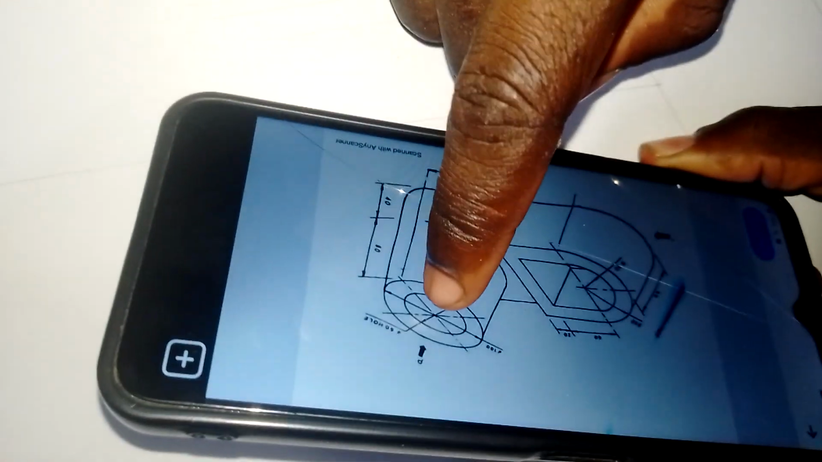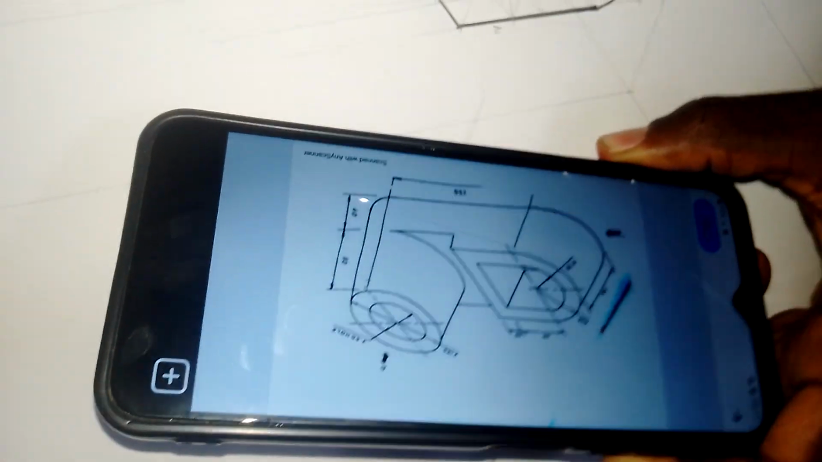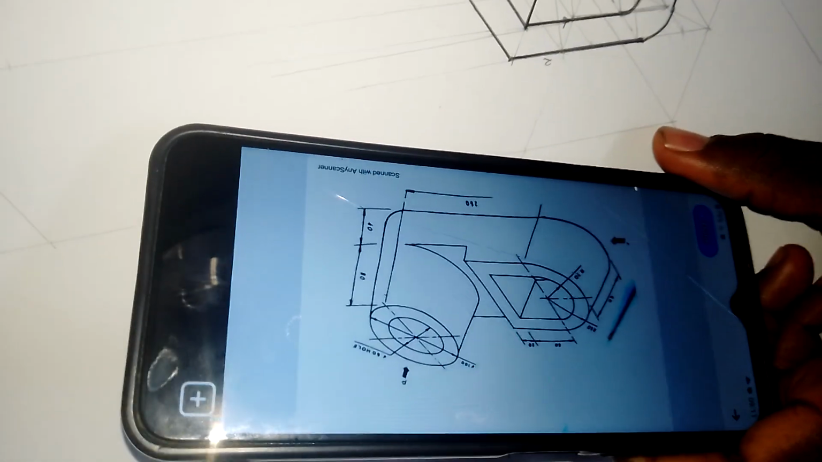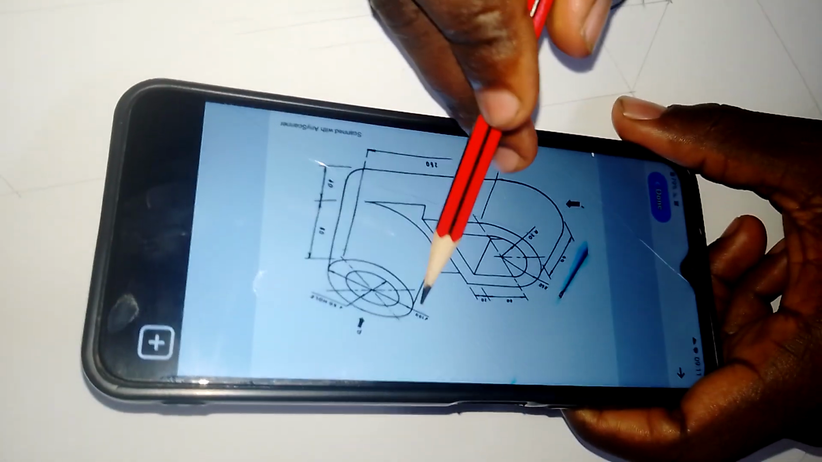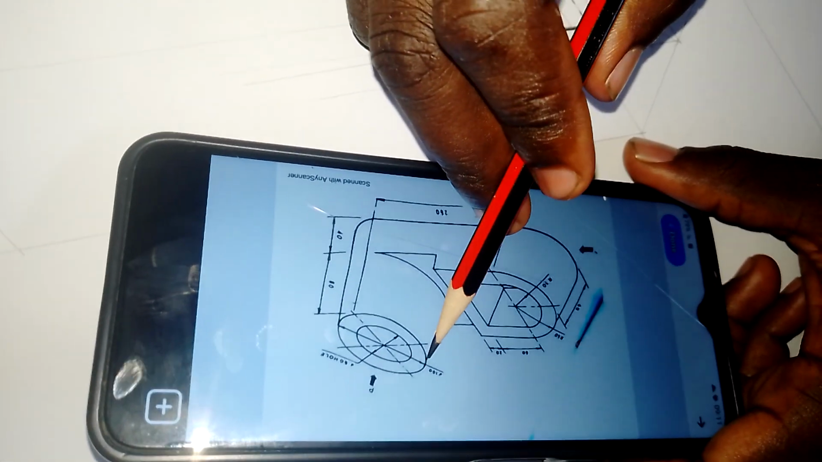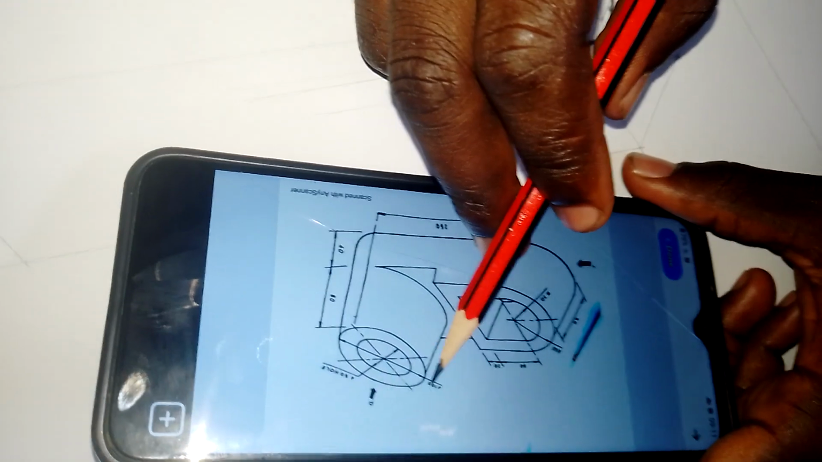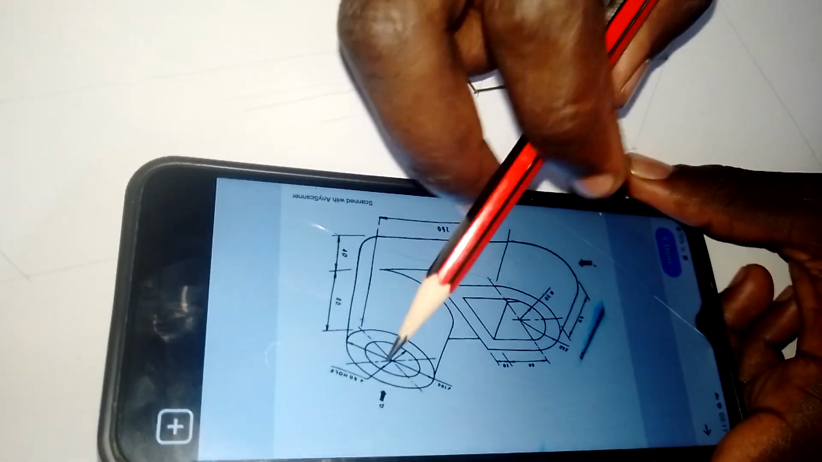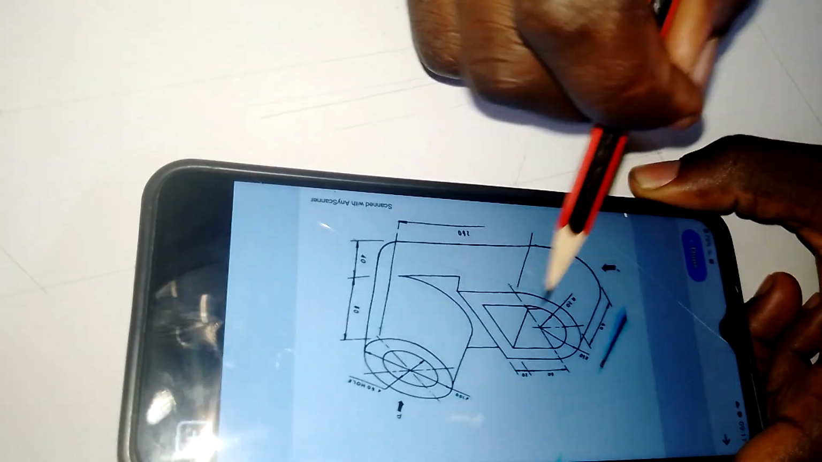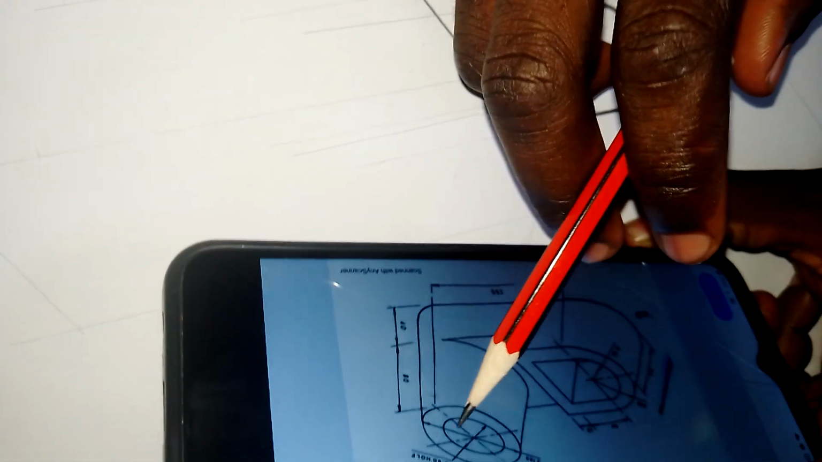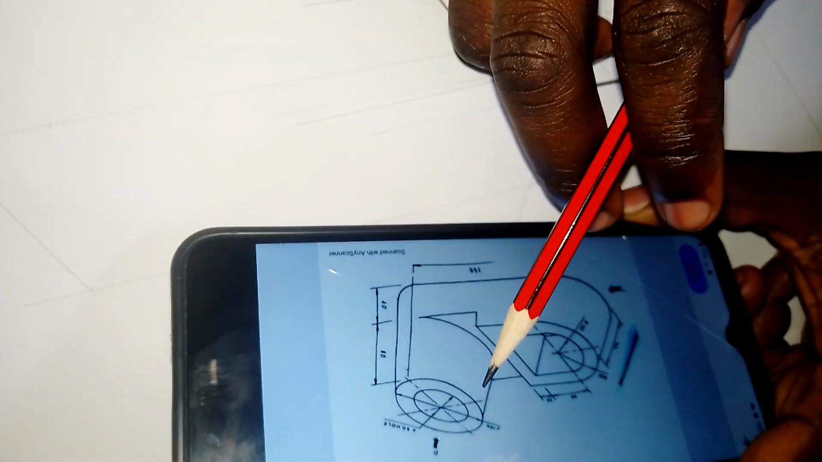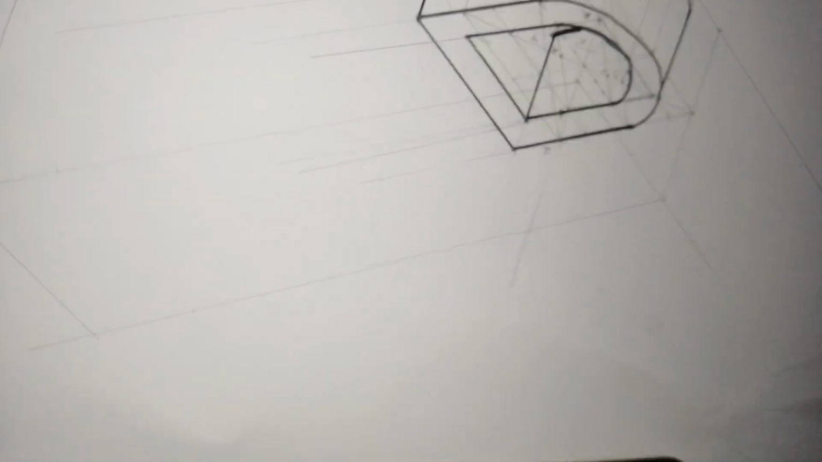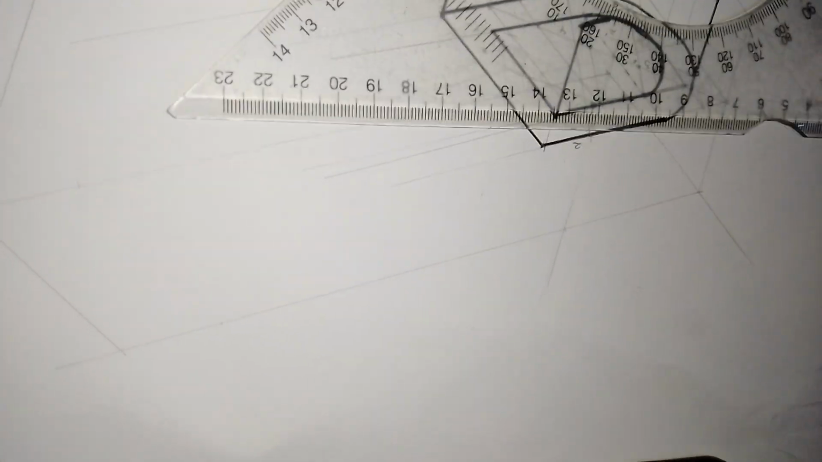We start by constructing these circles. The outermost circle, this one, has a diameter of 100. You divide by 2, it is 50. So our radius will be 50. Therefore we are going to construct a square rhombus of sides 50. We start by constructing that square rhombus of sides 50.